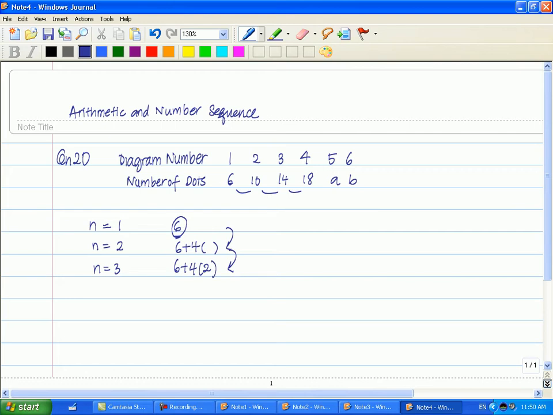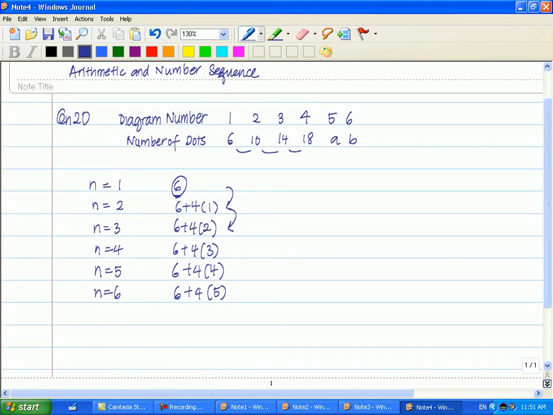And previously, 1 time. Now when n equals 4, I have 6 plus 4. How many times would that be now? 3 times. And if I go on to n equals 5, 6 plus 4, 4 times. n equals 6, 6 plus 4, 5 times. And you notice all the numbers decrease by 1s.